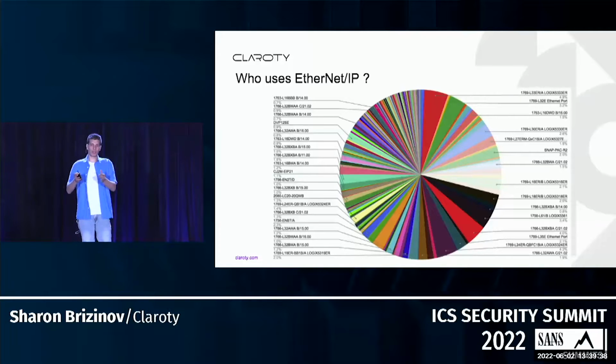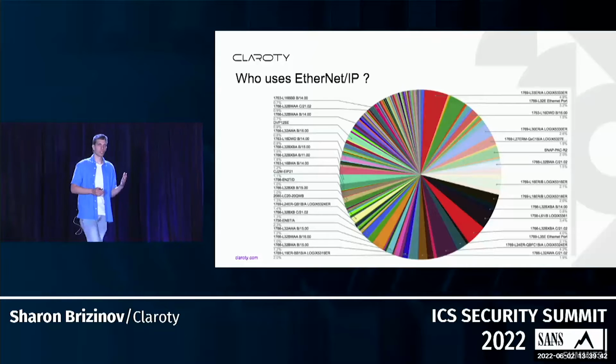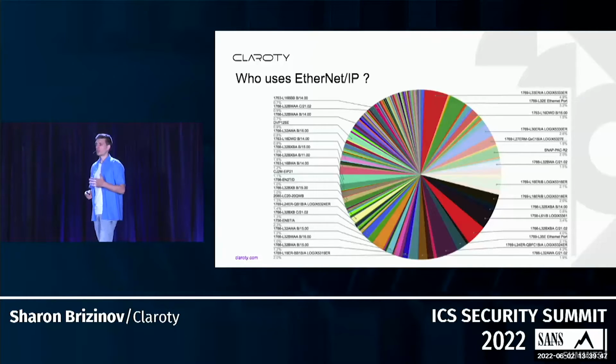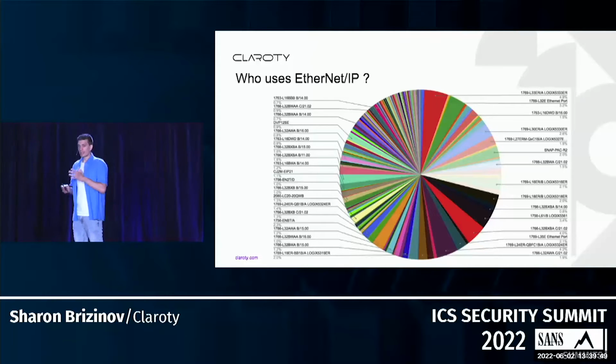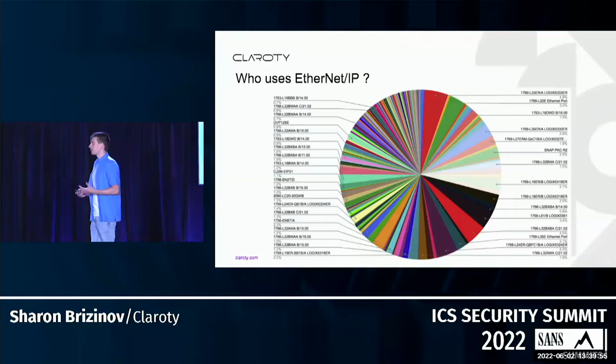And the way I got this pie chart is by just going on Shodan, the great search engine, and I searched for port 44181, and Shodan implemented the Ethernet IP protocol in their scanners, so they're able to gain information.